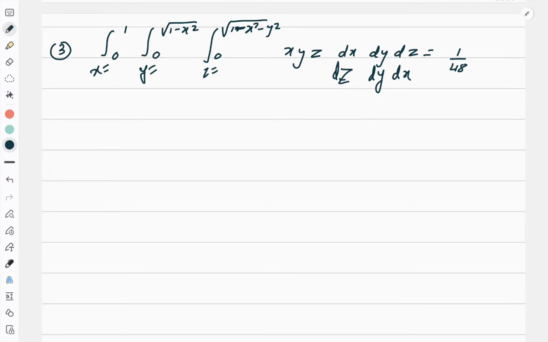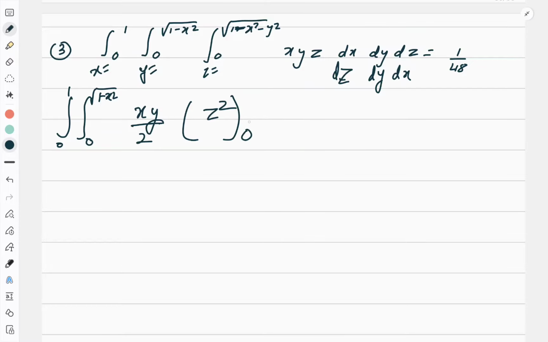So now let us start with the first step. So first and second integral I am not touching. 0 to under root 1 minus x square, which are the limits of x and y. So I will be integrating with respect to z. So x and y are the constant, and integration of z is z square by 2. The limit is 0 to under root 1 minus x square minus y square. And I am left with the integral with respect to y and with respect to x.